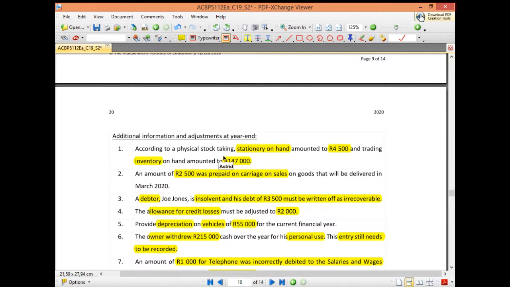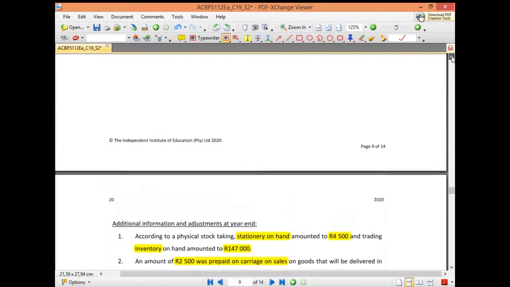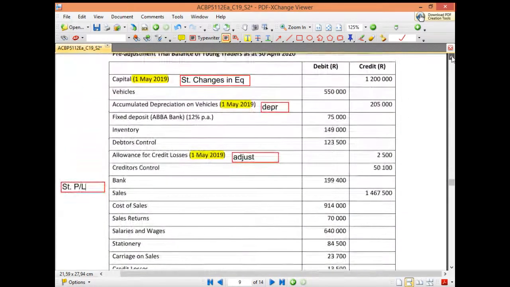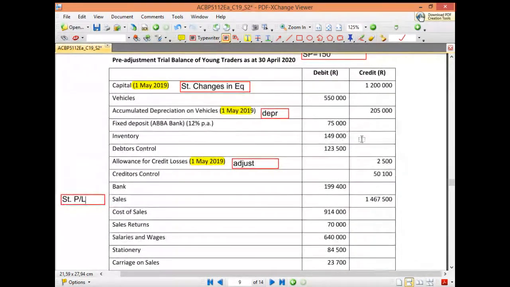So the first thing they tell you, according to the physical stock take, stationery on hand amounted to 4,500 and trading inventory amounted to 147,000. Now, if we go back to our pre-adjustment trial balance, we would see inventory is 149,000. So to get it to 147,000, we will have to deduct 2,000 here. Now, if we decrease our inventory, we would also have to increase our cost of sales with the same amount. Okay, so that is the opposite sign of the increase.